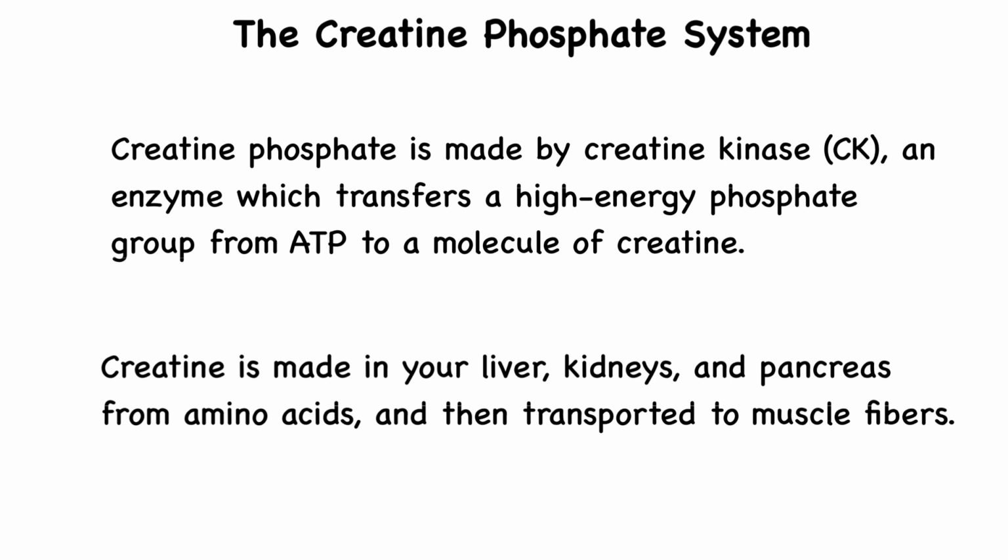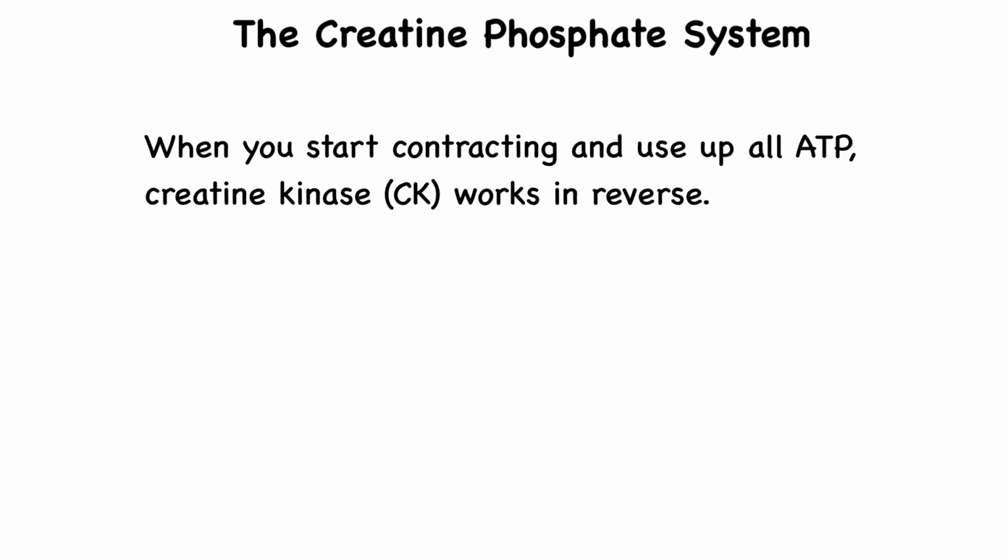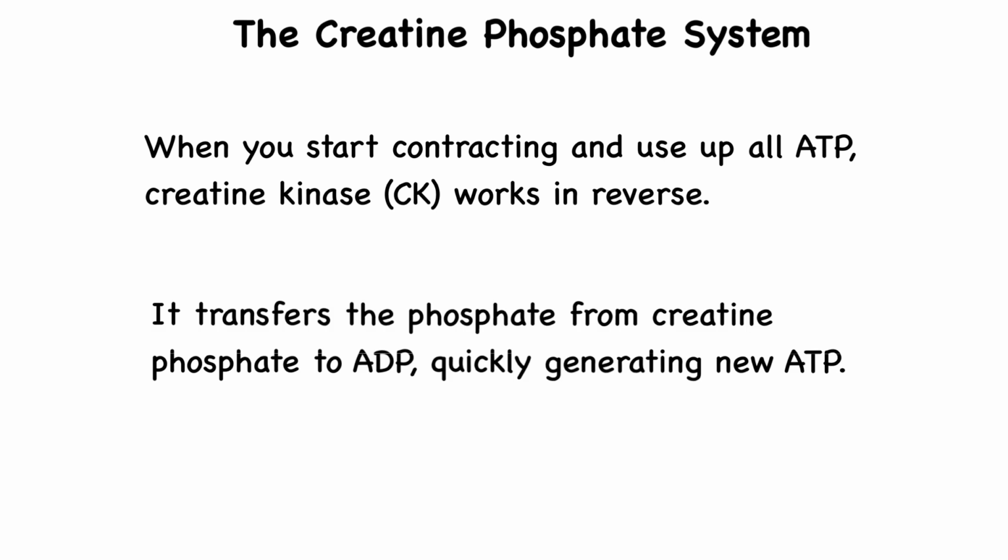When you suddenly start contracting a muscle and ATP is used up, creatine kinase works in reverse. It transfers the stored phosphate from creatine phosphate back onto ADP, quickly generating new ATP. This system kicks in almost immediately, which is why it's the first energy source your muscles tap into when activity begins. The downside is that it doesn't last long, only about 10 seconds. After that, the creatine phosphate supply runs low and your muscle switches to other energy systems.